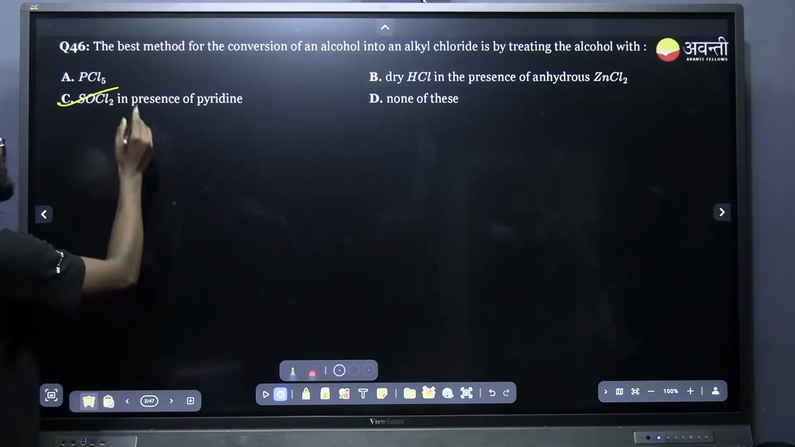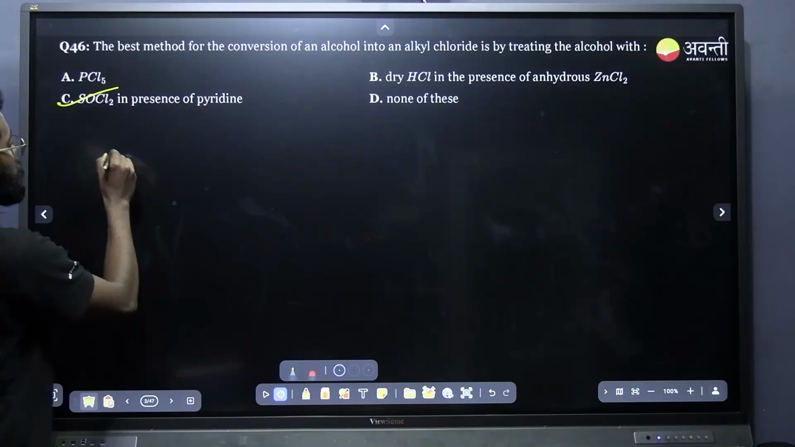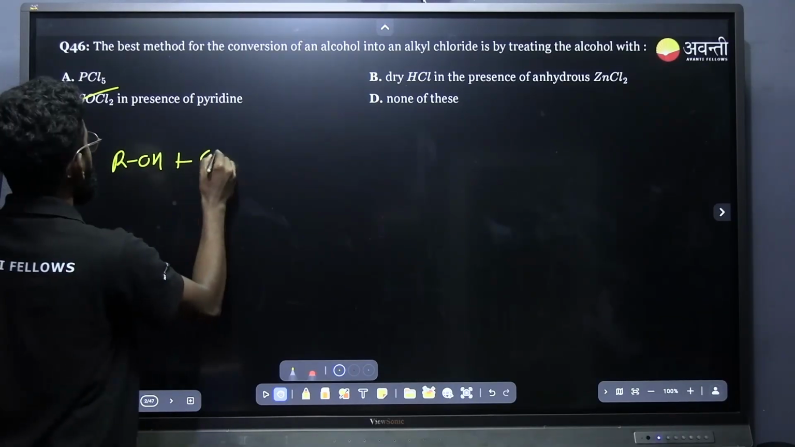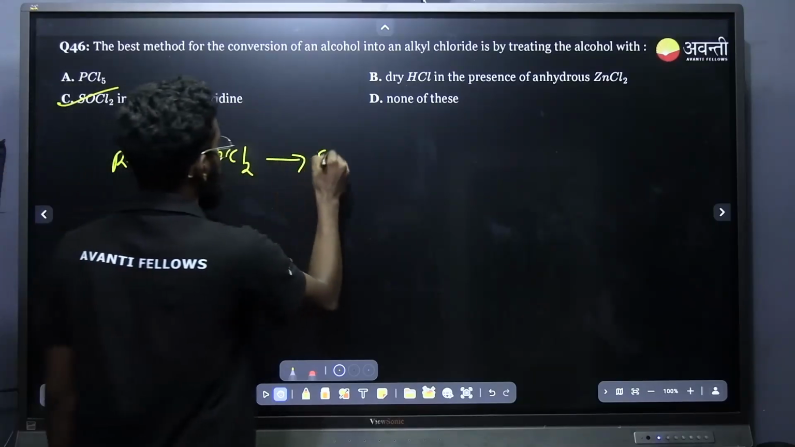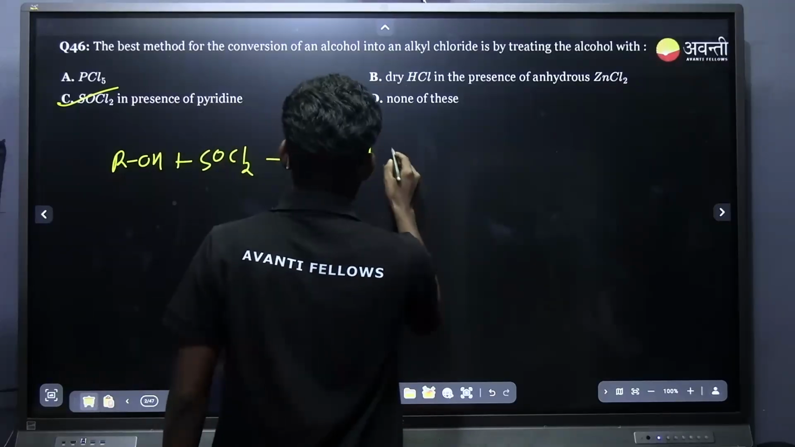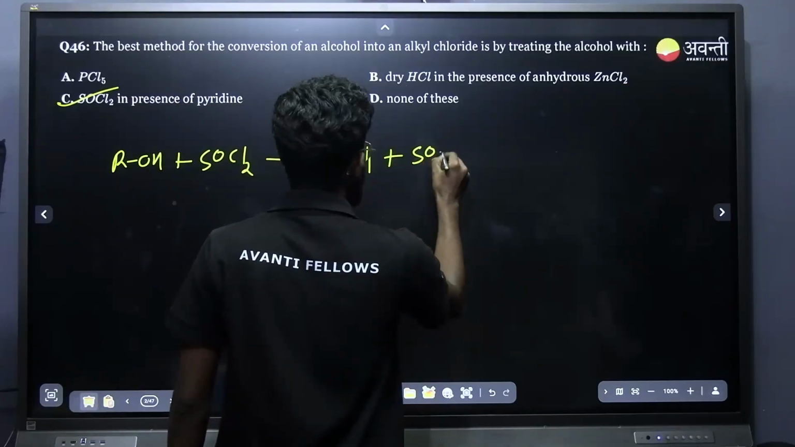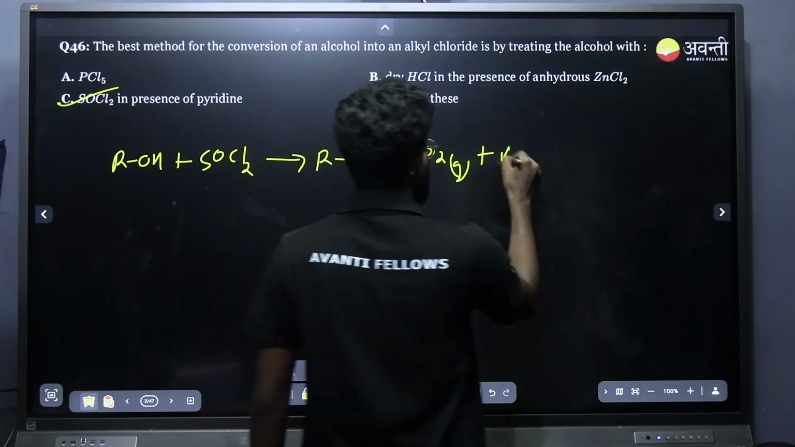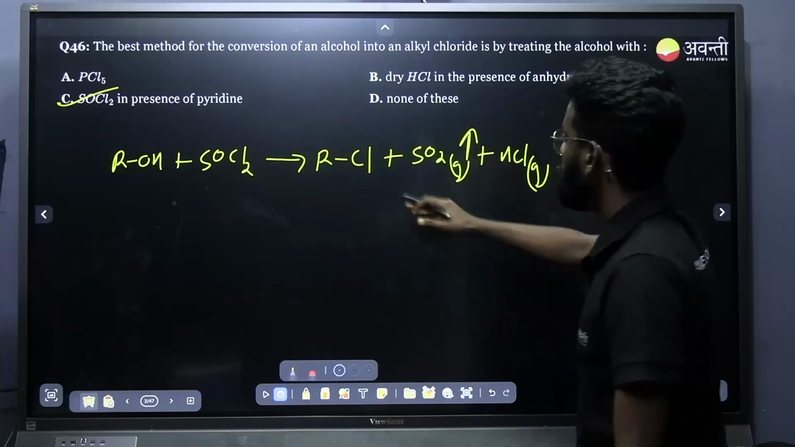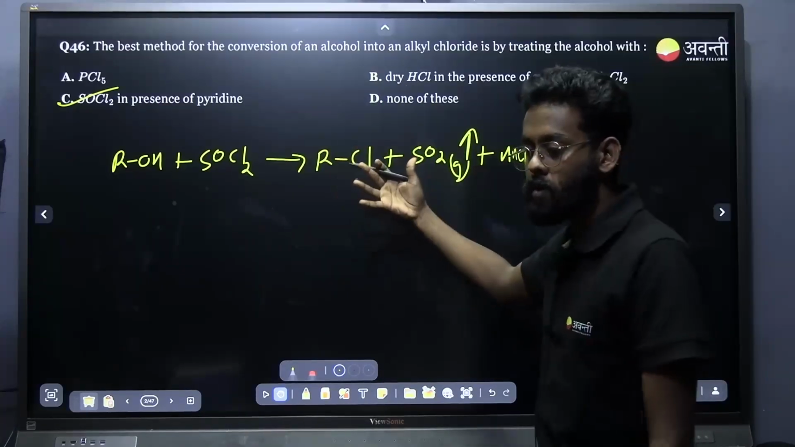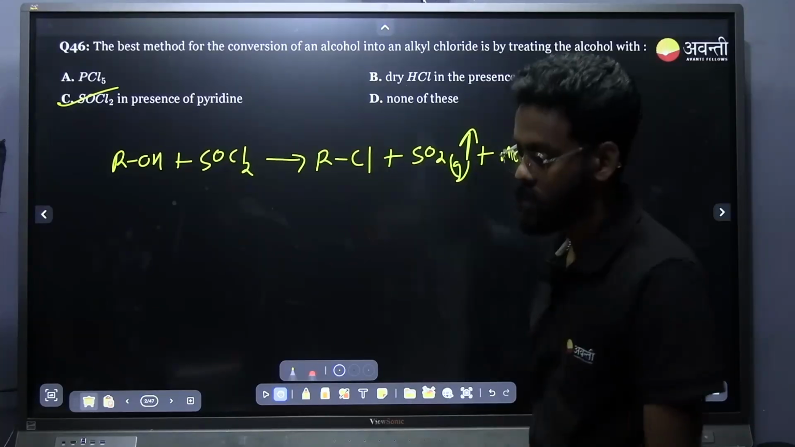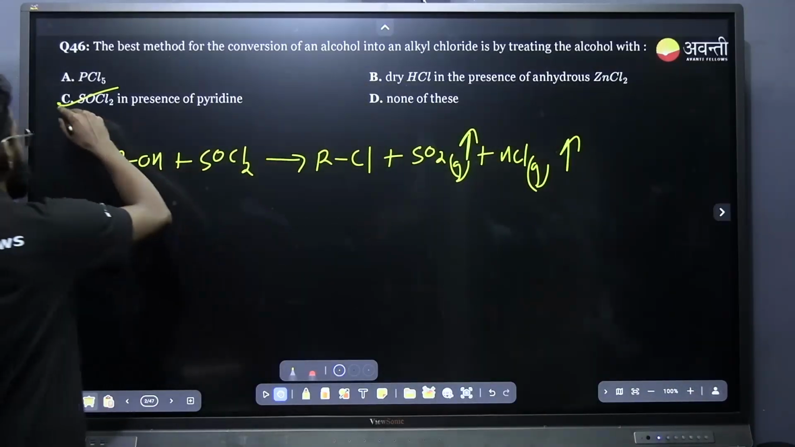Here we can see the conversion of alcohol, that is ROH plus SOCl2. We will be getting RCl, alkyl chloride, and along with the alkyl chloride we are getting SO2 gas and HCl gas. These two gases evaporate out, which makes the yield of the product more. So that's why option C is the one.